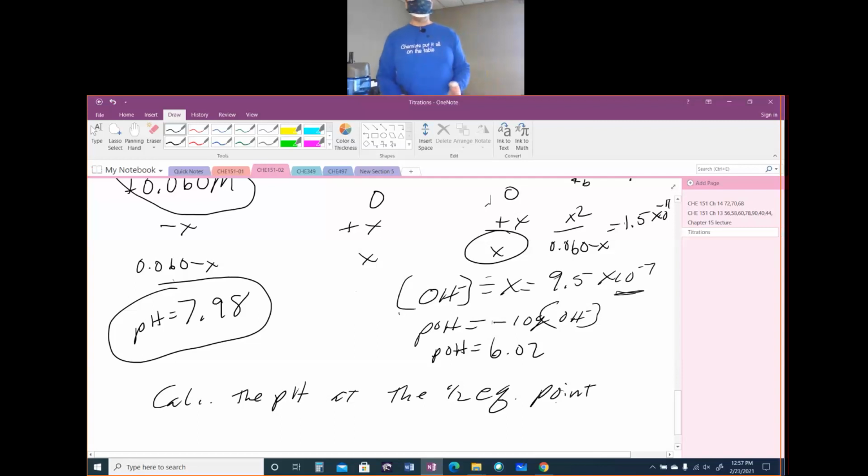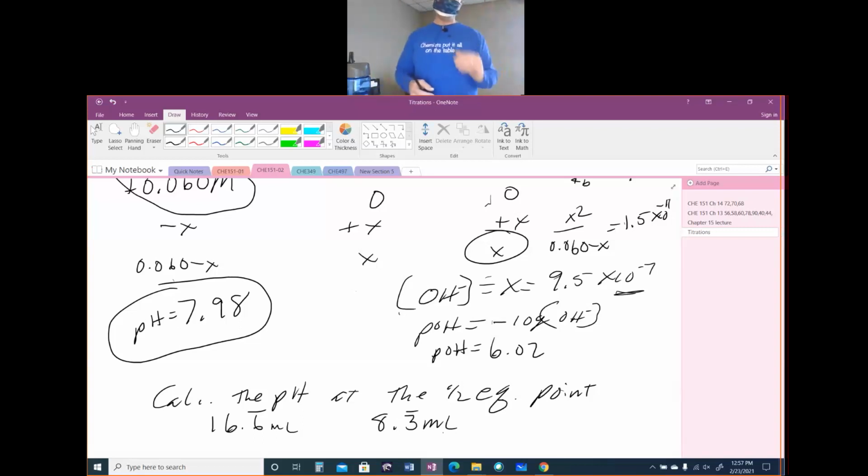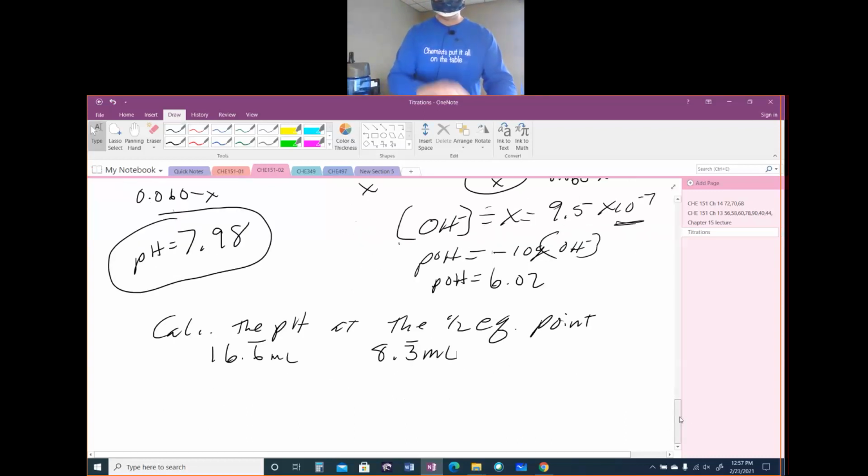We just calculated the equivalence point. The equivalence point took 16.6 repeating milliliters. So the half equivalence point is when it is 8.3 mL repeating. We're halfway there. 16.6 repeating is required to get to the equivalence point, and halfway there is 8.3 mL. And so we want to calculate the pH.